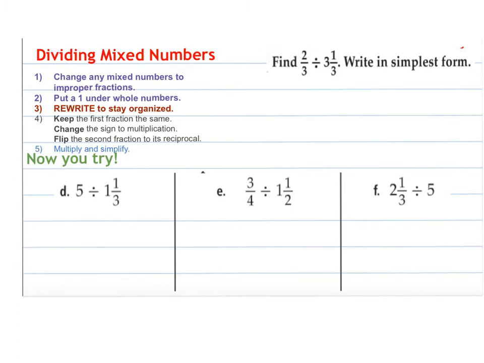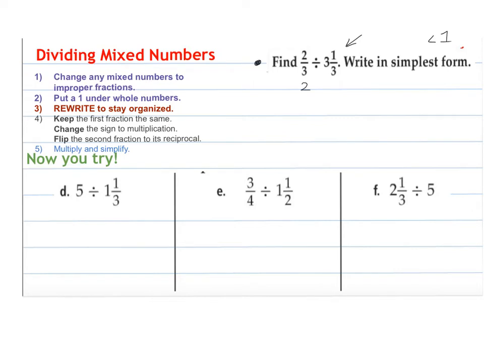I like to estimate before I do things. So looking at this one here, I'm going to find 2/3 divided by 3 1/3. First thing I'm thinking is that my second number is greater than my first number. So I know that it's not going to fit in there one whole time. It's too big. So I know that my answer should be less than 1. That's my estimate. So then I'm going to follow my steps.